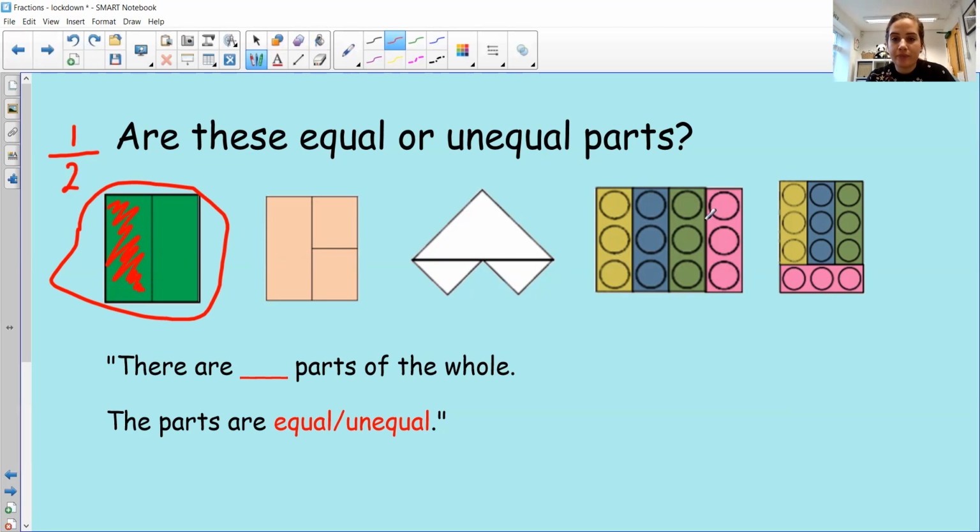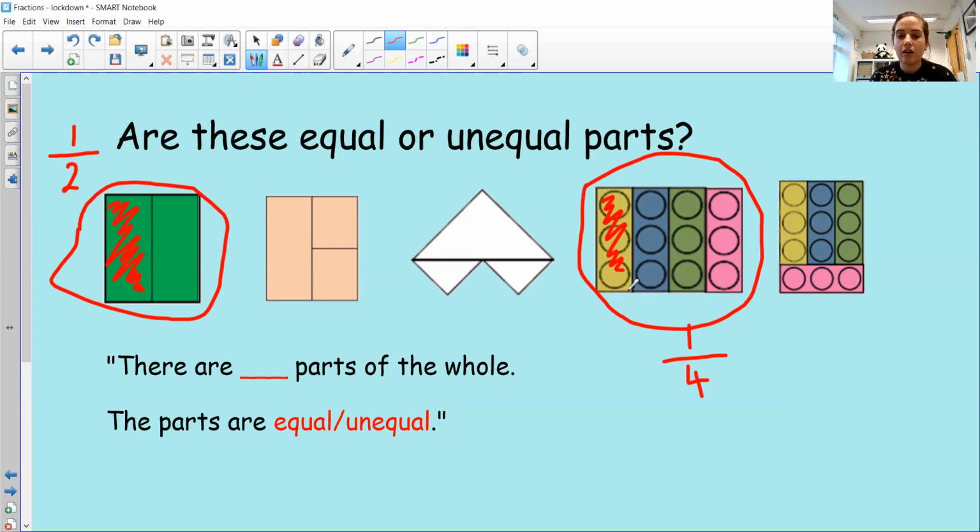Over here, is this equal? Yes, it is. How many parts are here? Well, there are 4 parts here. And if I shaded in 1, I've shaded in 1/4, but they are all the same. Are these ones the same? I think they are. They are equal as well.